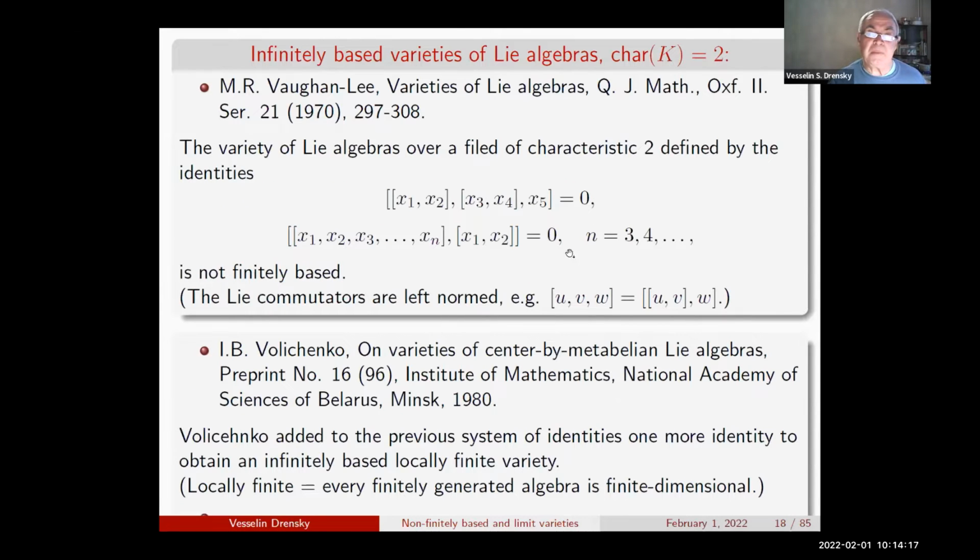And the first example for varieties of Lie algebras was given by Michael Vaughan-Lee in 1970. It was over a field of characteristic 2. This was the centre-by-metabelian variety defined by this identity and a series of identities of this form. And it was proved that this is not finitely based. And Vorichenko, 10 years later, added to this system one more identity and obtained a variety which is locally finite. Locally finite means that the finitely generated algebras are finite dimensional, or finite when you speak about groups, for example.